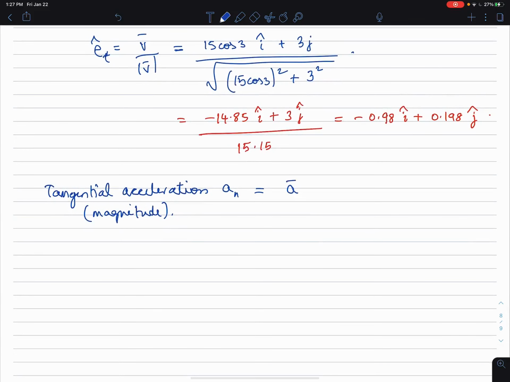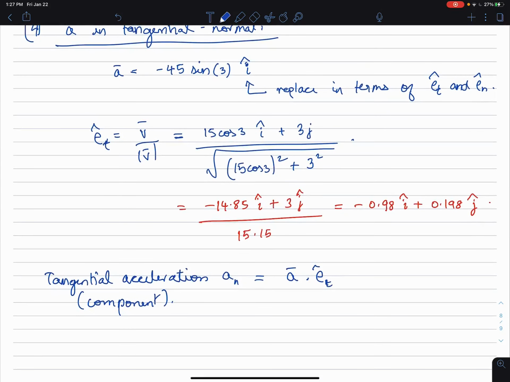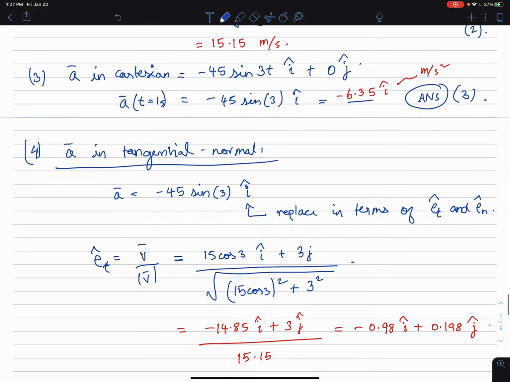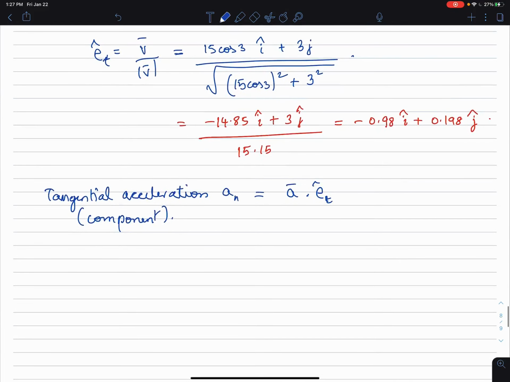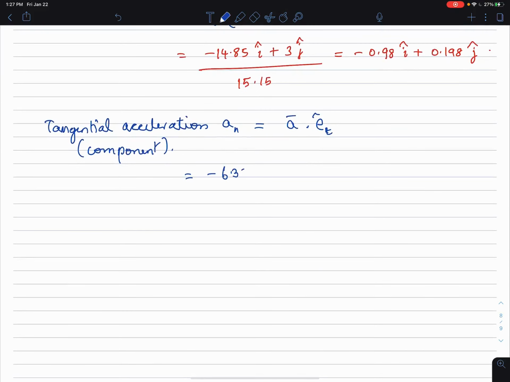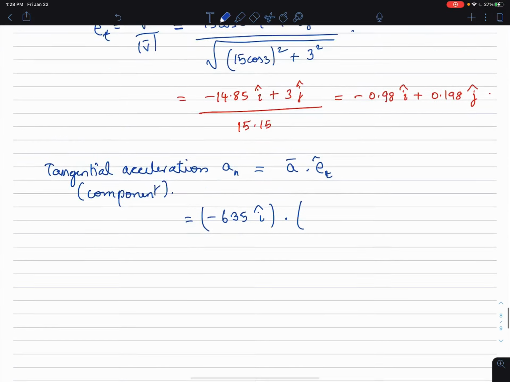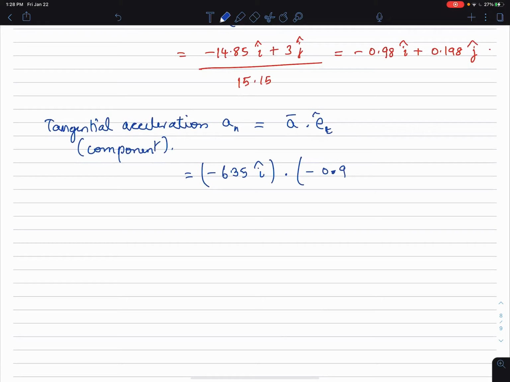is basically A, or component, more precisely. So it's A dot ET, okay, A dot ET, which is, well, I suppose we didn't do 45 sine 3, did we? Well, I suppose we did. So this is minus 6.35 I from here. So what we have here is minus 6.35 I dotted with ET, which is minus 0.98 I plus 0.198 J. And this is a dot product, right? So you have to be careful. This is a dot product. It's not just multiplication, so you have to be careful.